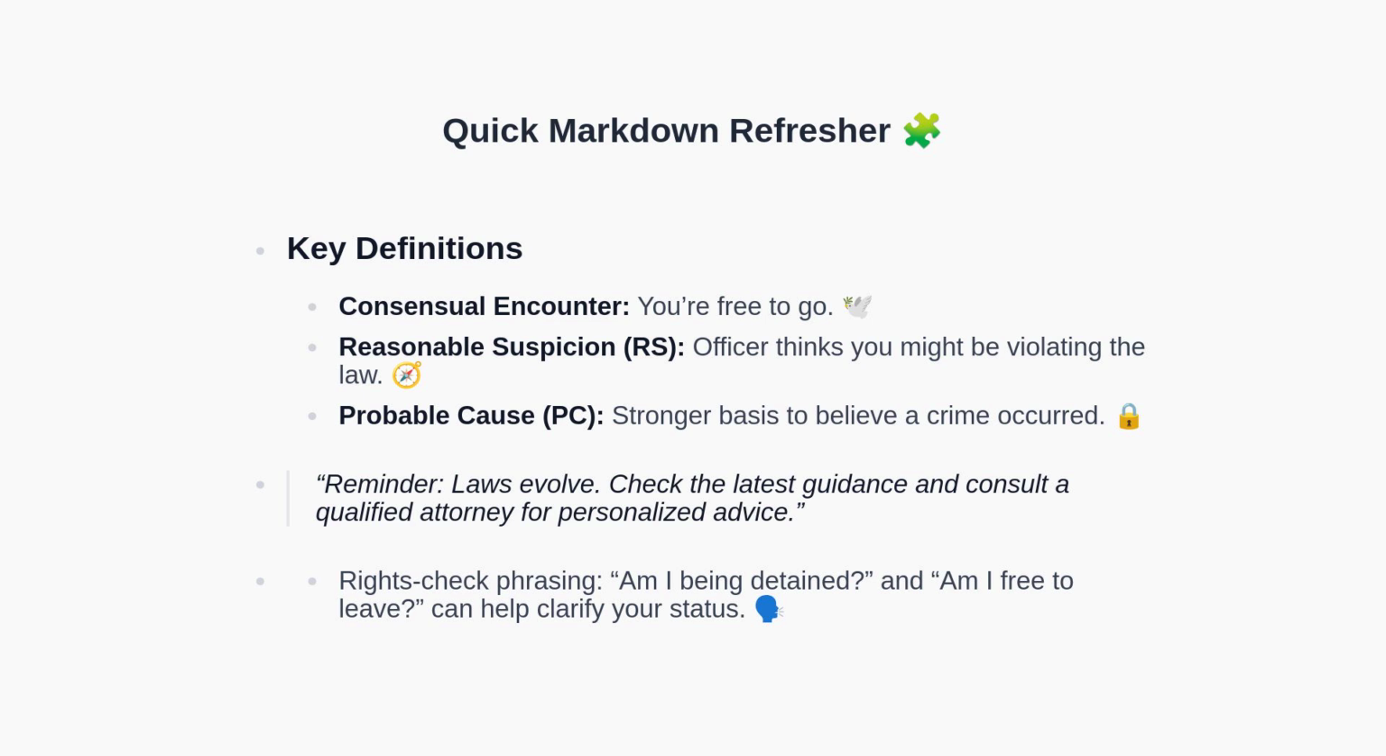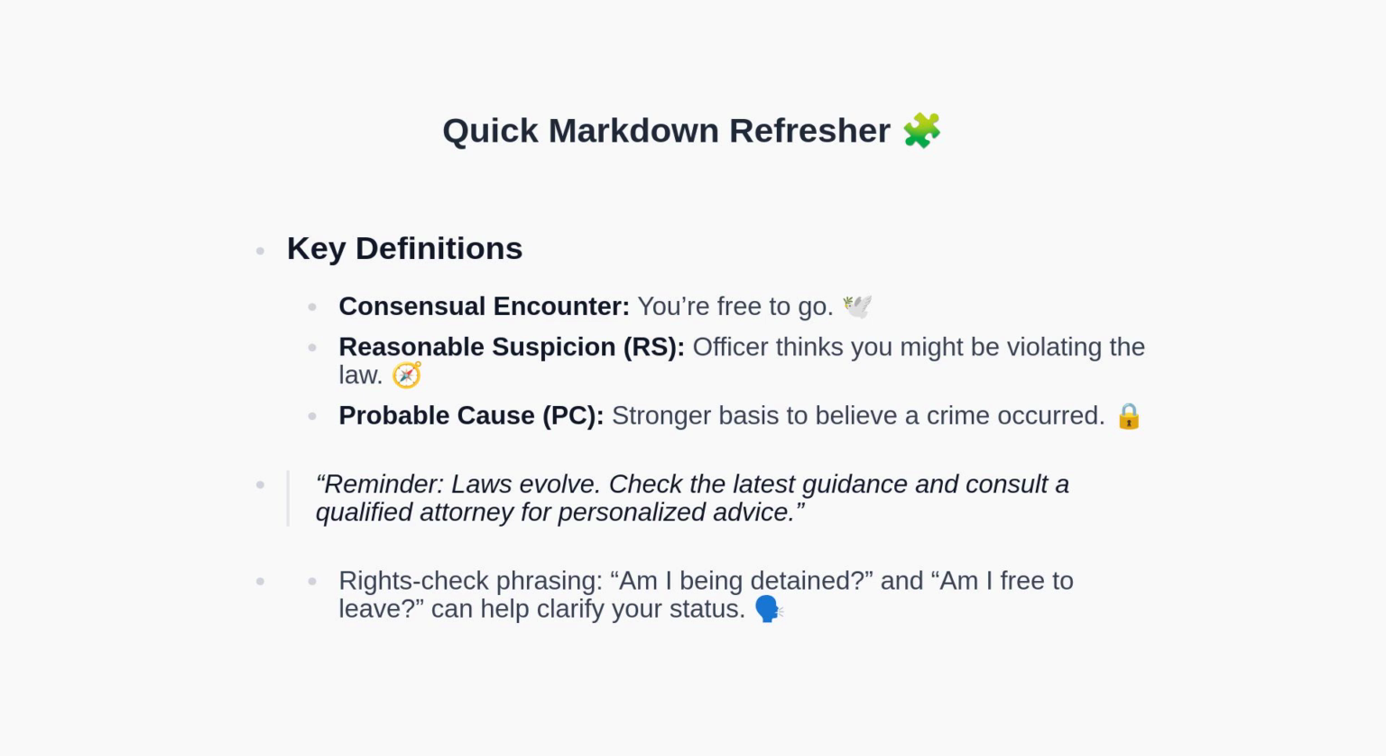Here is a short Markdown formatted refresher of key definitions. A consensual encounter means you are free to go. Reasonable suspicion indicates the officer believes you might be violating the law, based on specific facts. Probable cause is a stronger basis indicating a fair probability that a crime occurred. Remember that laws evolve. Consult a qualified attorney for specific legal advice. Phrases such as asking if you are being detained or if you are free to leave may clarify your status during an encounter.